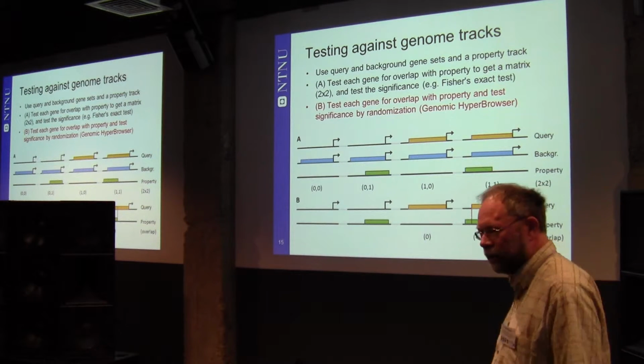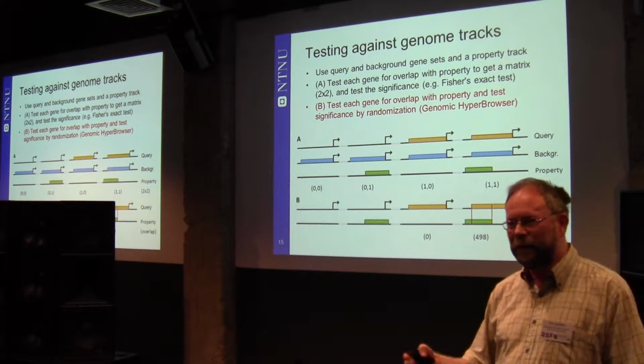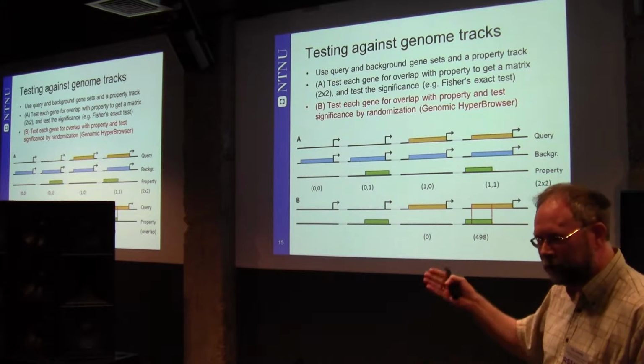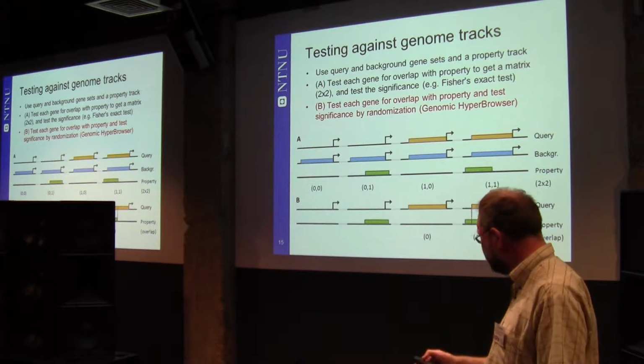And the query here does not need to be a gene. It can be something else. It can be a different feature. So you can estimate the relationship between the different features.